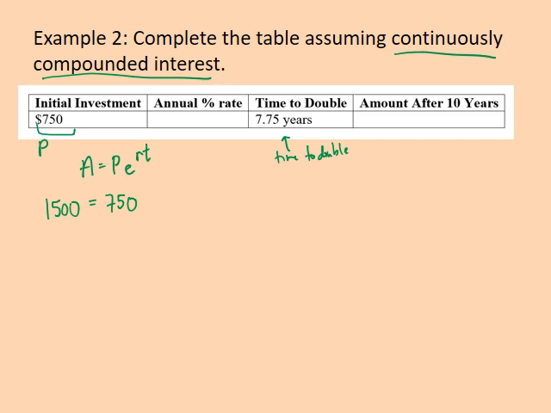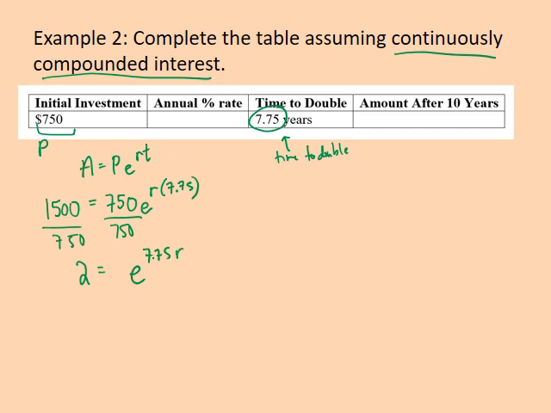Now, we don't know what the rate is, so R is unknown, but since they gave us the time to double is 7 3/4 of a year, we can replace that T with 7 3/4 of a year. Now we have to solve this to figure out what R is. So we're going to divide both sides by 750. So we have 2 equals E to the 7 3/4 times R.